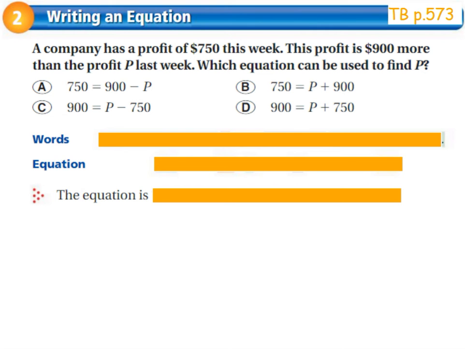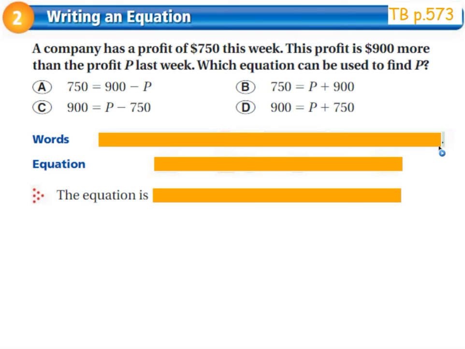Okay, let's take a look at a real-world situation where you would be using this exact same type of problem. A company has a profit of $750. This profit is $900 more than the profit of last week. Which equation can be used to find P?